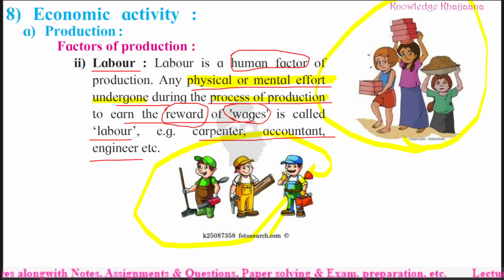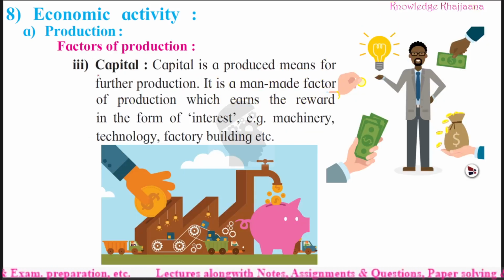So labor also is one of the factors of production. Apart from land, you require people to work on that land. Okay, the next factor of production is capital. What is meant by capital?